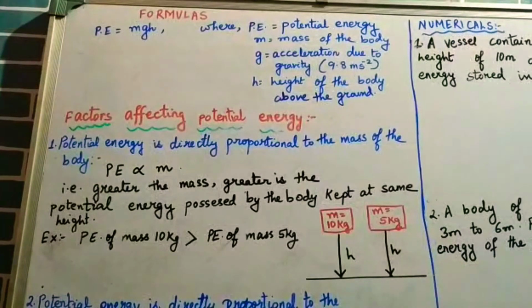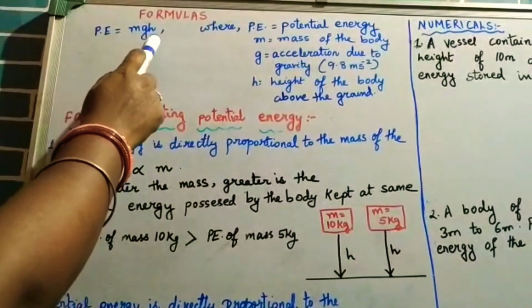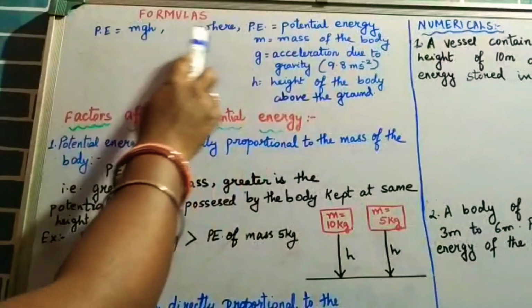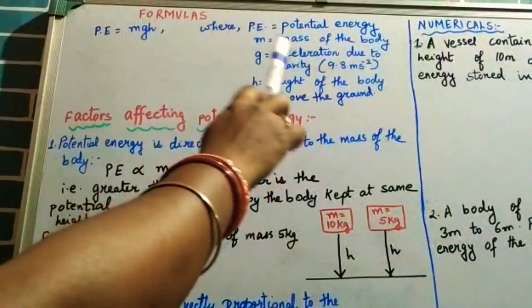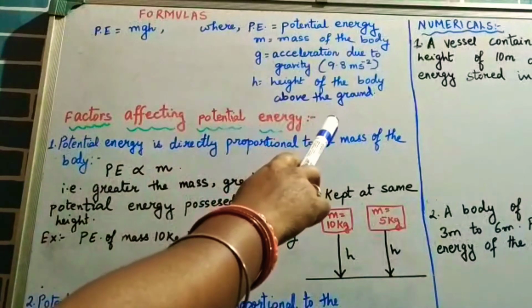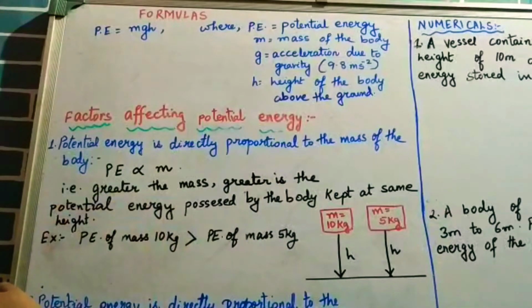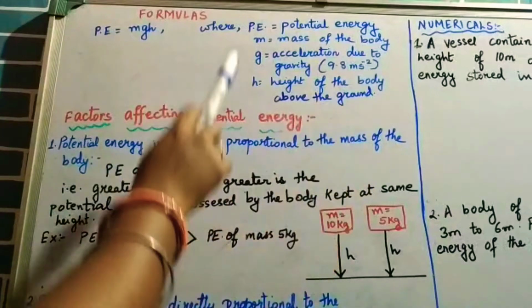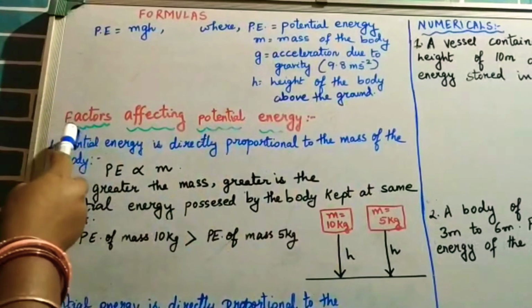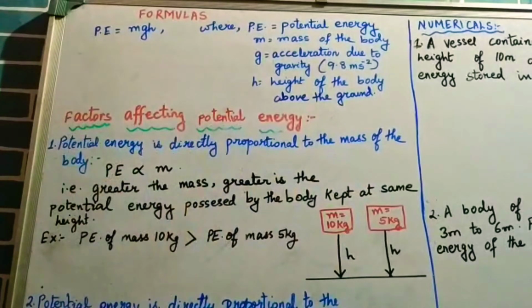Now let us talk about potential energy and its formulae. Potential energy, the formula is mgh, where PE stands for potential energy, m stands for mass of the body, g stands for acceleration due to gravity, h stands for height of the body above the ground, how high the body is above the ground. The factors affecting potential energy.